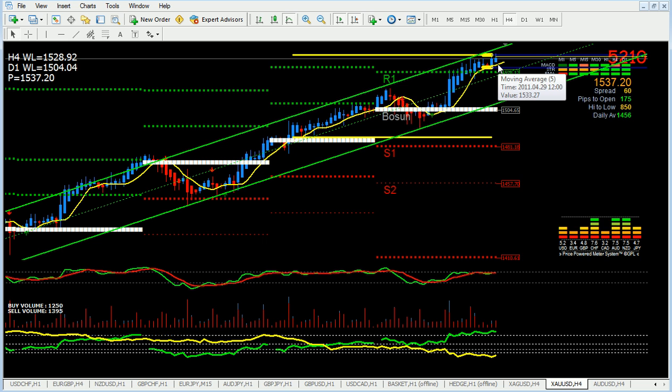It hasn't gone past the 5-day moving average. It hasn't broken the R1 resistance level, and so we're not really going to do much about that at this stage. The trend is up because you can see the ladder effect of the Bosun's lines. It's like a ladder. If this next one went down, it would suggest that the trend is changing.